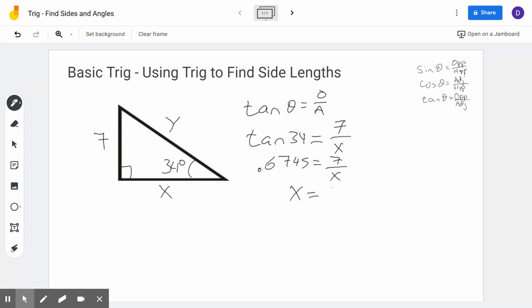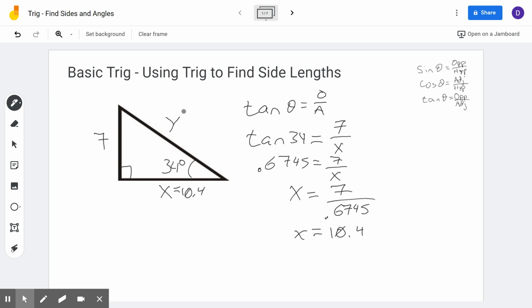X equals 7 over 0.6745. So x equals 7 divided by 0.6745, which equals 10.4. We're going to round it to 10.4. Okay, make sure you got that written down. Now, we know this is 10.4.